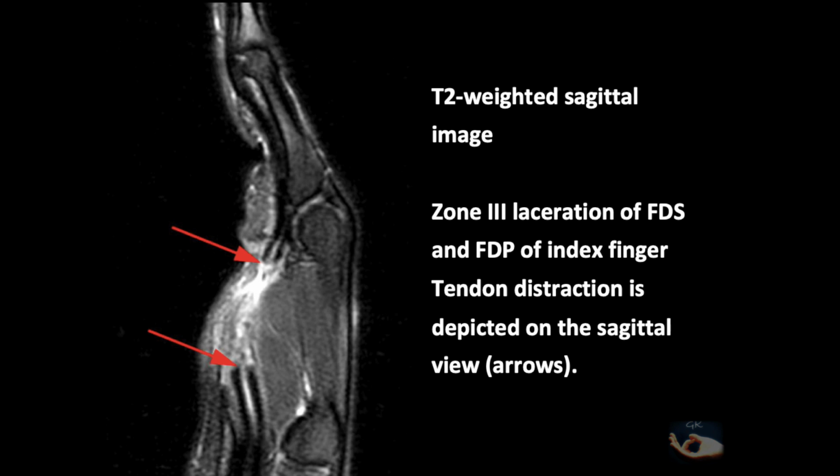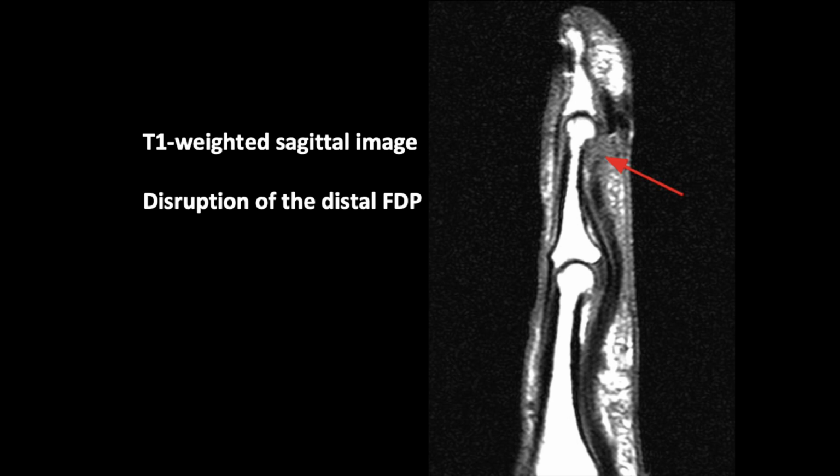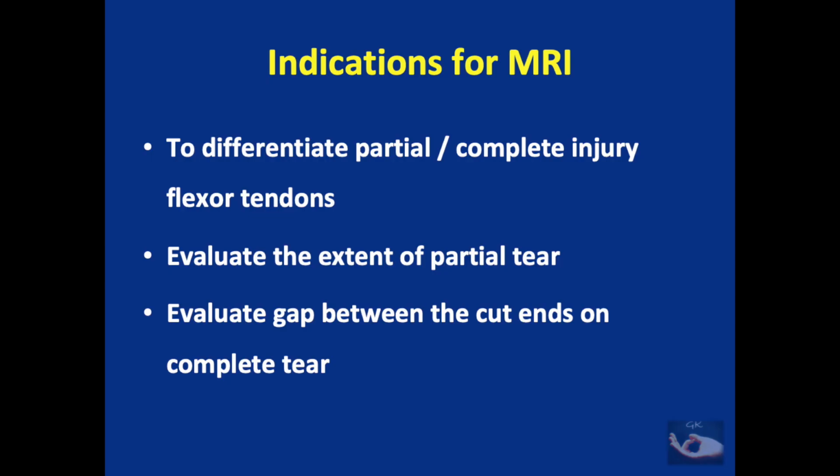This MRI image shows a T2 weighted sagittal image showing the zone 3 laceration of FDS and FDP of the index finger, and the exact gap is shown between the two cut ends. And this T1 weighted sagittal image shows a disruption of the distal FDP tendon. So the ideal indication for MRI in a case of flexor tendon injury would be to differentiate partial and complete injury to the tendons, evaluate the extent of partial tear, and evaluate the gap between the cut ends in a complete tear.